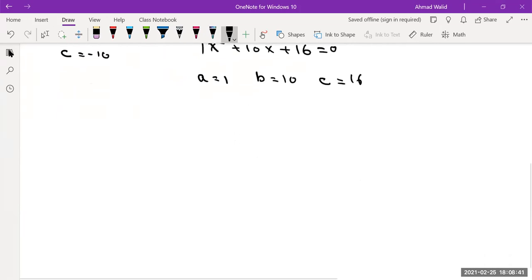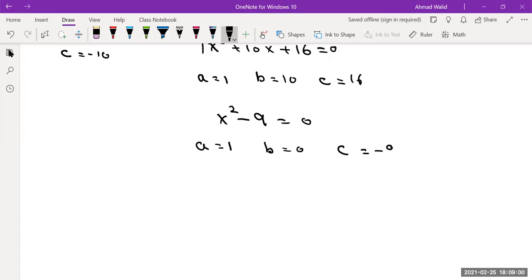Or another example, x squared minus 9 equals 0. Your A is equal to 1. Your B, do you see bx here? We don't see bx. It means my B is 0 and C is negative 9. Or maybe 2x squared plus 4x equals 0. Here, your A is equal to 2, your B is equal to 4, but your C is equal to 0. You don't have a constant term, correct?